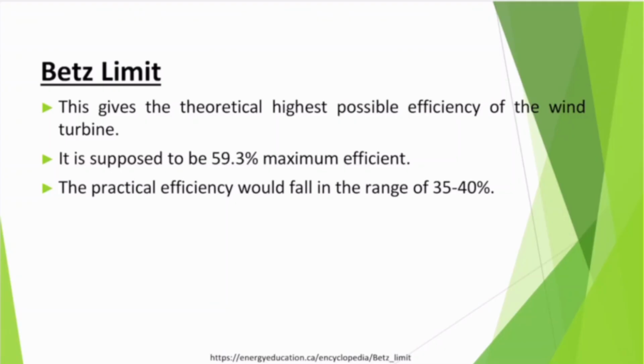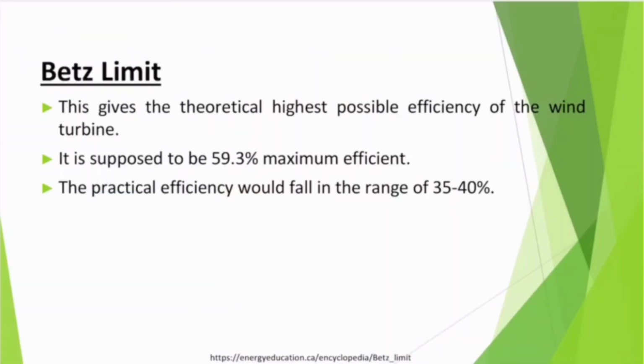Now there is one important concept that we need to understand, which is known as Betz's limit. This gives the theoretical highest possible efficiency of the wind turbine. If you have a wind turbine, how do you increase its efficiency, what would be the speed where maximum power can be produced, what would be the architecture and technology so that the maximum energy can be produced, similar to solar. It is supposed to be 59.3% maximum efficiency. That means we cannot go beyond 59%. That is what it has been told.